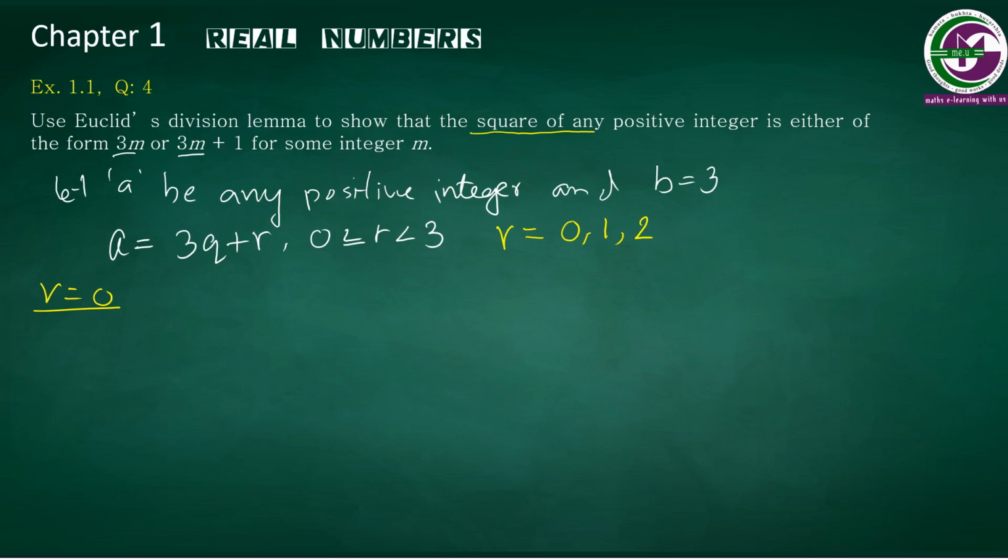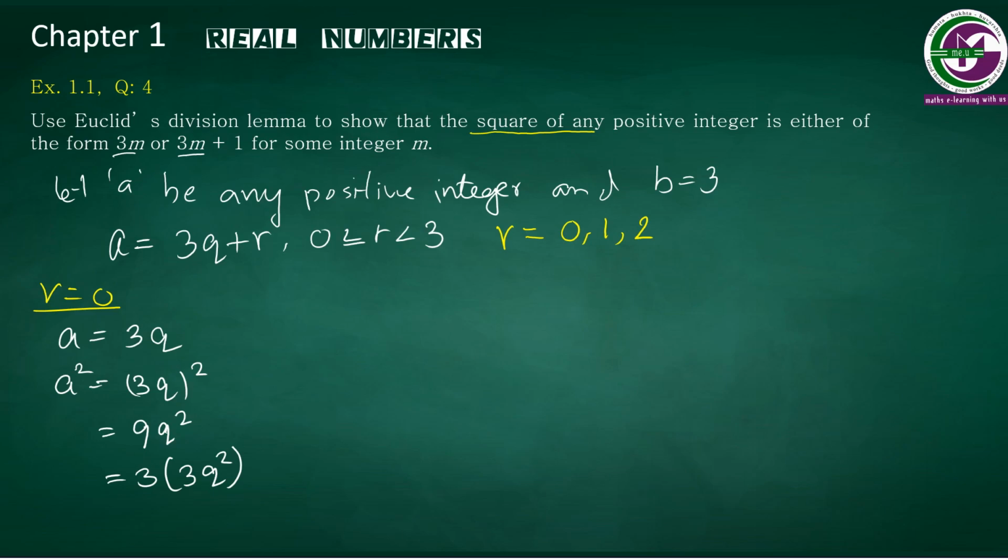So when r equals 0, a is equal to 3q. But the question is not a, it is the square of any positive integer. A is any positive integer, so we need to square it. So we need to find a square. So this is 3q the whole square. So 3q the whole square, we know that it is 9q square, which can be written as 3 times 3q square. Why are we taking 3 out? Because we need to show it is of the form 3m. 3m means 3 times a number, where m is a number.